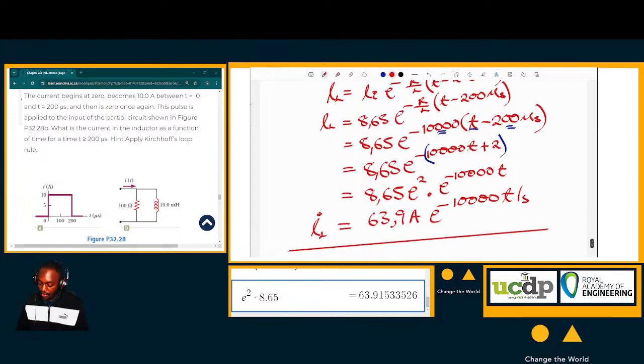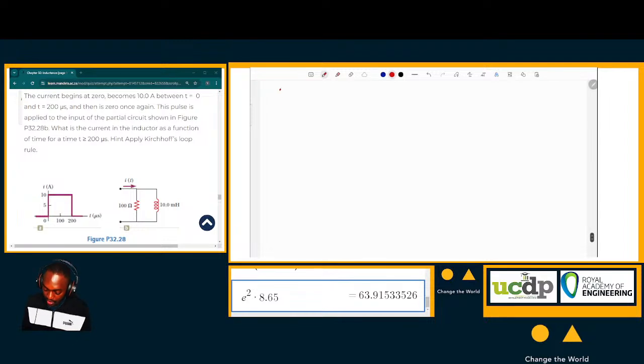Then the last question is question 14. That will be the last question we'll do today. This one is a short one.